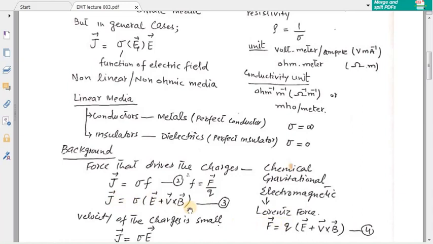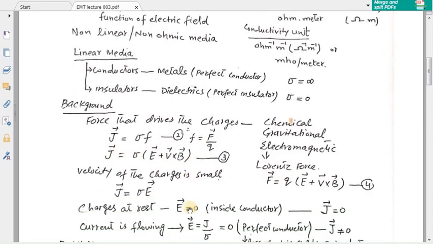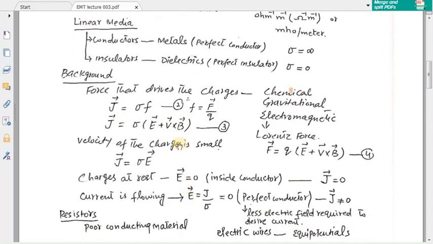If the velocity of the charged particle in the material is very small, we can neglect the second term, and the remaining expression is J is equal to sigma times E. If the charges are at rest, E is equal to 0 inside the conductor. This is the electrostatic case where the current density is equal to 0. And if the charge is going through the material in a perfect conductor, electric field intensity is still 0, but the current density is not equal to 0. This electric field is 0 because the conductivity is infinite.